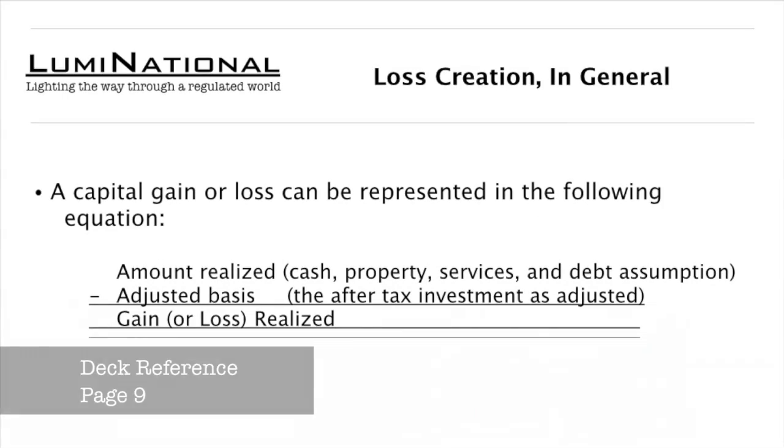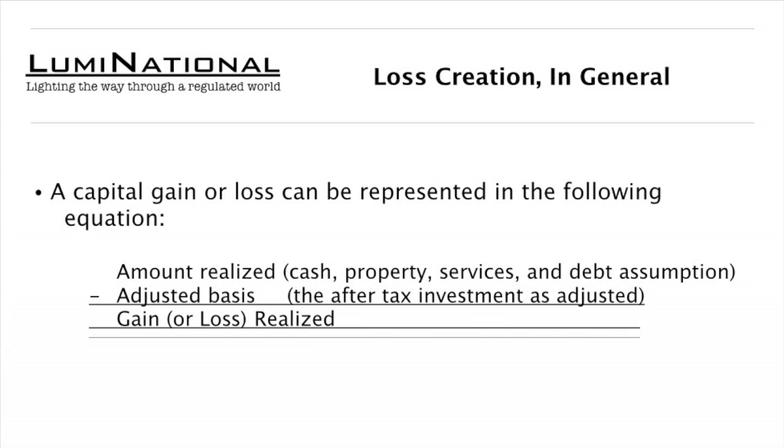A capital loss can be represented in the following equation: the amount realized less the adjusted basis equals the gain or loss realized. Generally, under Section 1001, gain or loss realized is recognized. There is an important parenthetical reference in Section 1001 of the Code which permits an exception to these general rules, but for now we'll consider the gain or loss realized to be recognized.